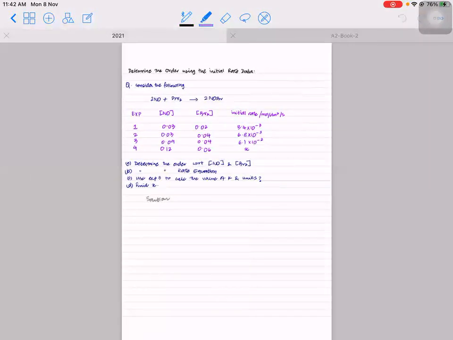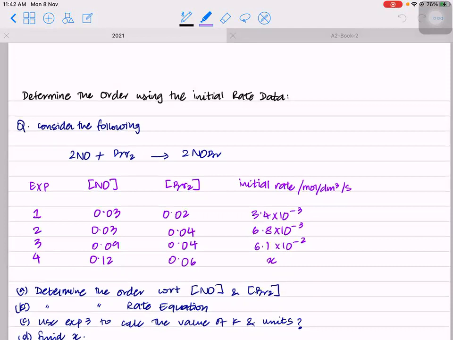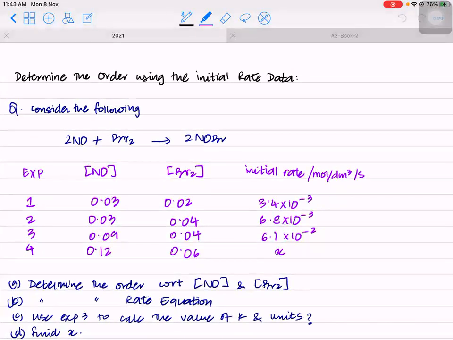Now, let's determine the order. We determine the order by looking at the rate equation. We determine the order by looking at the graphs, calculating the half-lives. Now you also can be asked to determine the order when you are given the initial rate data. So you can be given this data and asked to calculate the order with respect to each reactant. Let's see. They have given you 4 experiments. They have given you the concentration of nitrogen monoxide, bromine, and the initial rate. Let's see how we determine the order with respect to each reactant.